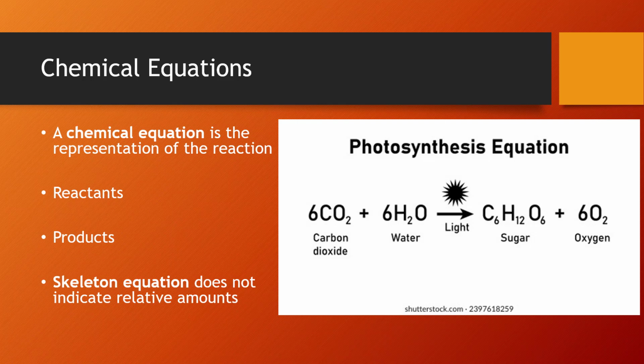And this is not a skeleton equation, because a skeleton equation would not indicate the relative amounts. You can see by the number 6 in front of CO2, H2O, and O2, these are the coefficients to tell you how much of each one of these is created or used in the equation.